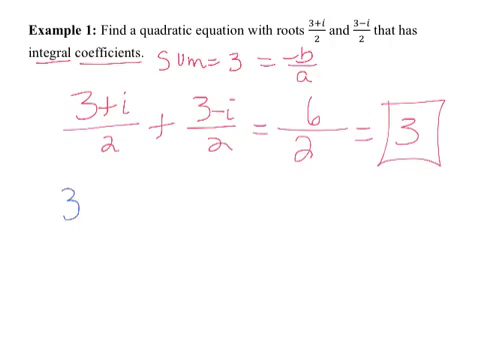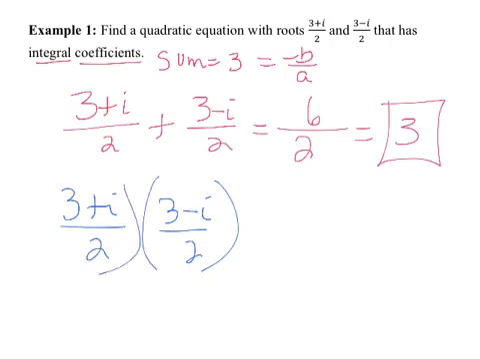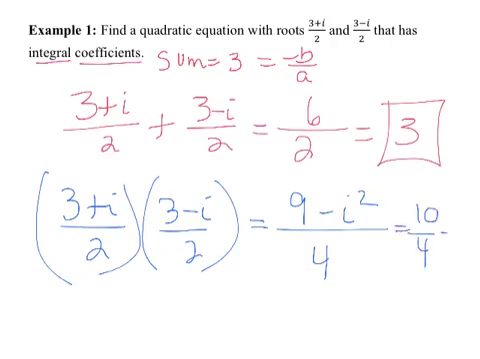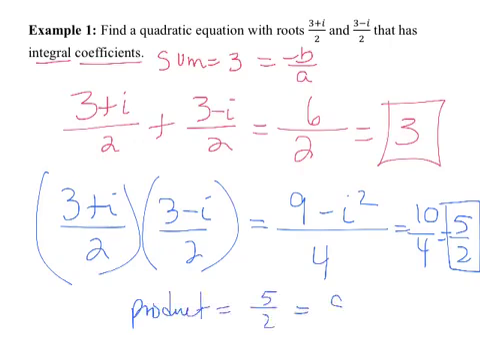Next, the product of roots. I have to remember to do this, and then FOIL the top. When I FOIL the top, the outer and the inner terms cancel because these are binomial conjugates. So I get 9 minus 3i plus 3i, canceling, and then minus i squared all over 4. Well, 9 minus i squared is really 9 minus negative 1, or 10 over 4, which is 5 halves. So that tells me that the product of roots is 5 halves, which is really c over a.